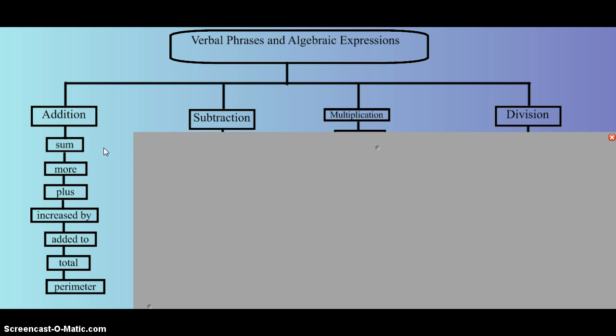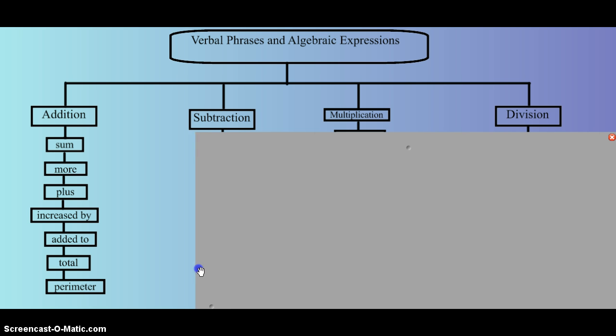Sum, we know that sum, of course, means that you add 2 things or multiple things. If we say more, then that means addition. Plus, increased by, added to, total, and perimeter. And of course, perimeter means addition because to find the perimeter of a figure, you add all of the outside measurements. So if you need to pause the video, go ahead, write down all of these under the addition column.